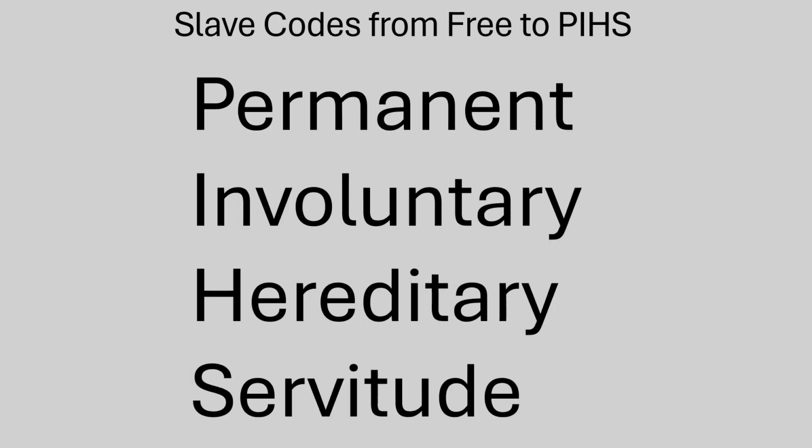Now for this slide, we're going to start looking at the laws that slowly take the freed slave and make them permanent involuntary hereditary servitude, or slaves, which basically means you are a slave, your children will be slaves, it is against your will, and there is nothing you can do about it. Keep in mind that this process is going to take place over a series of years, as well as a series of laws that will be passed.